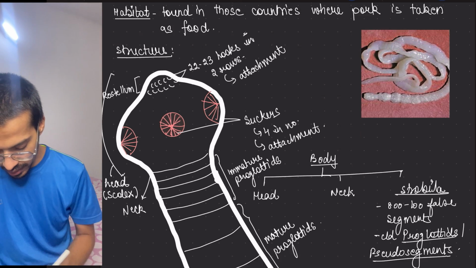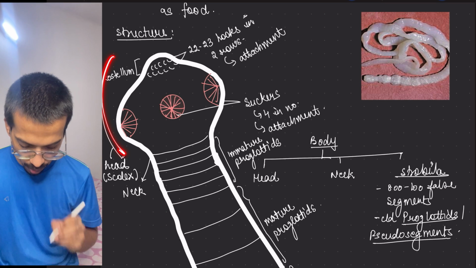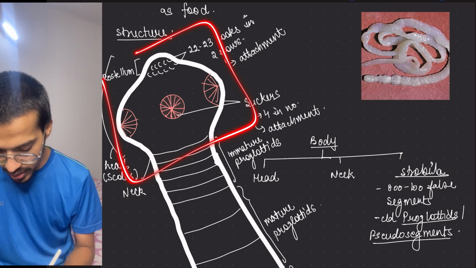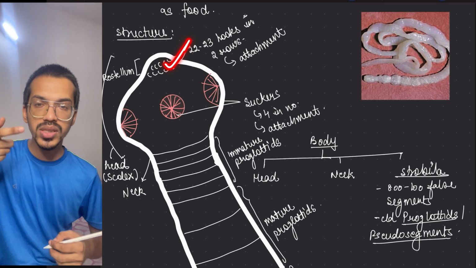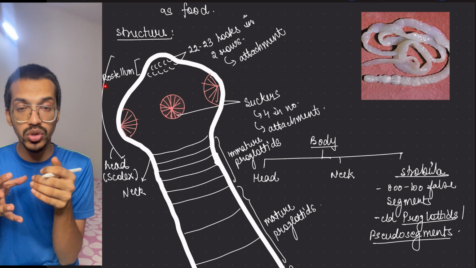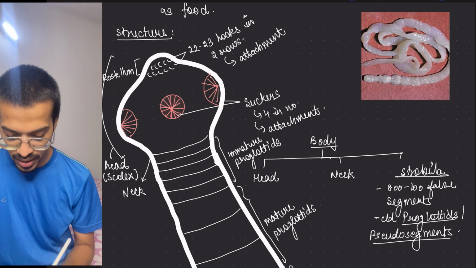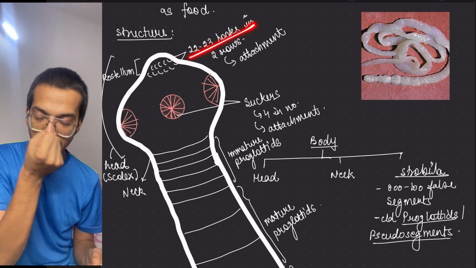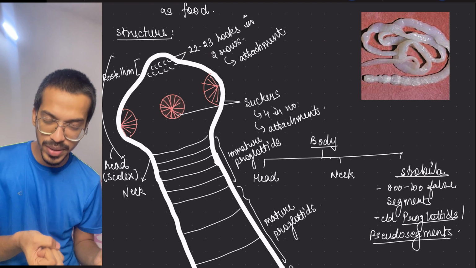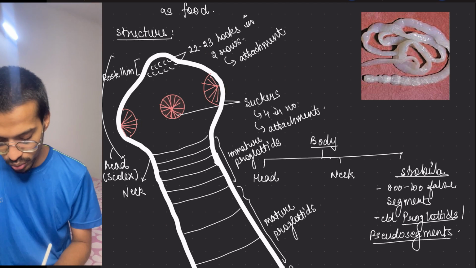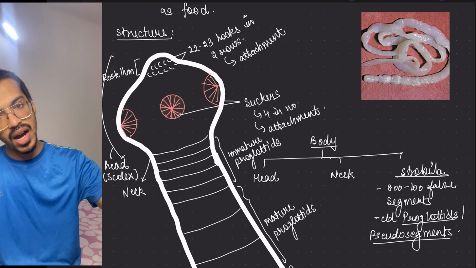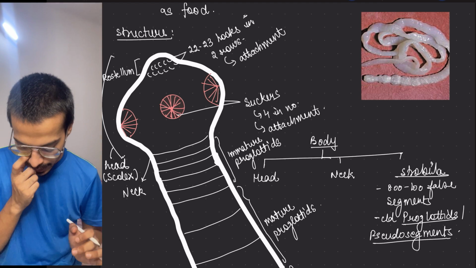Now this is the structure of it. It has a head, a neck, and a strobila. This is the head part of it. The head has hooks and suckers. Hooks are called the rostellum. The rostellum has two rows of 20 to 23 hooks for attachment, and suckers are also present for attachment. Four suckers are present: one, two, three, and one on the other side also. So from all sides it can attach to the intestine of the human.